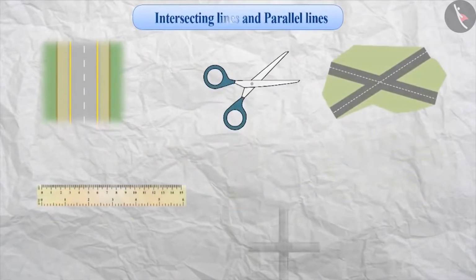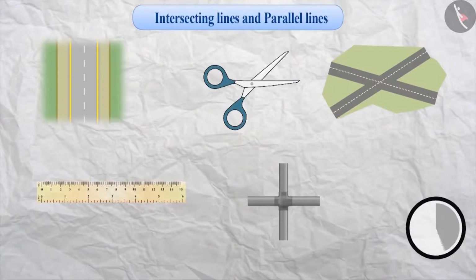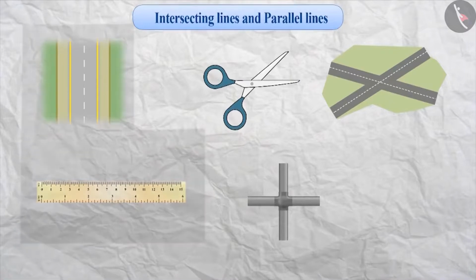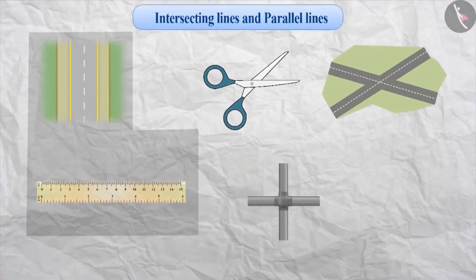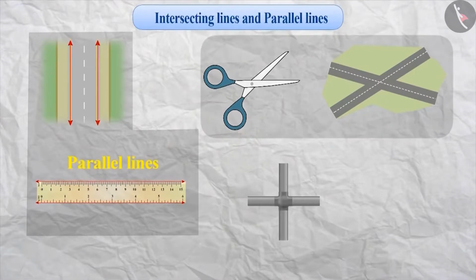On the basis of your understanding of intersecting and parallel lines, can you identify the intersecting lines and parallel lines in the given figures? Pause the video and try it. Okay, let me tell you. If we look at these figures, here lines do not intersect. Therefore, these figures represent parallel lines, whereas in these figures, the lines are intersecting. Therefore, these figures represent intersecting lines.